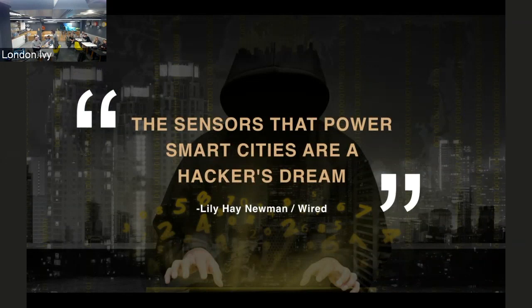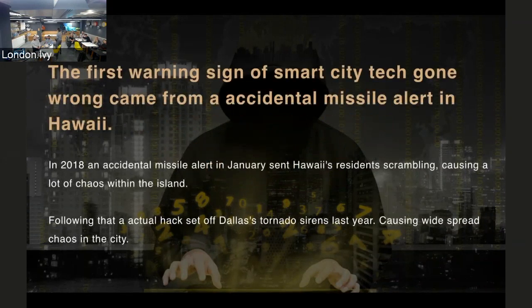But here are some real examples. In 2018, there was an accidental missile alert in Hawaii that sent all the residents scrambling in chaos. This was actually human error. This wasn't a hack, but really interesting was what followed, which set off Dallas's tornado sirens. People caused the same sort of outcry and chaos within the city. It's scary to think that people might get ideas from this, and how easy it might be to infiltrate a lot of this.